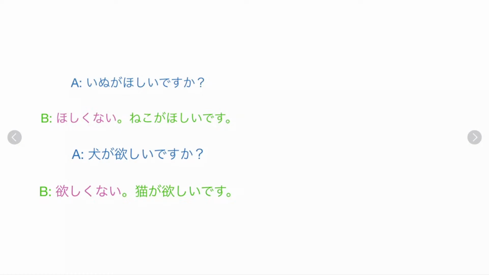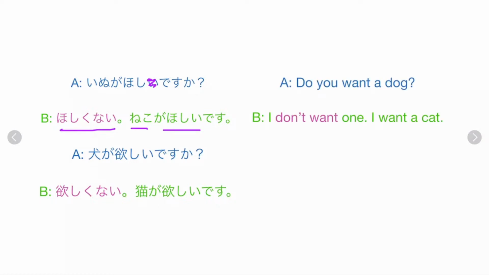So let's use hoshii in this example sentence. Inu ga hoshii desu ka? Do you want a dog? Hoshikunai. So you drop one of the e's, right? It's hoshii. So this e goes away. Hoshikunai. Neko ga hoshii desu. I don't want a dog. I would want a cat. All right? So inu ga hoshii desu ka? Hoshikunai. Neko ga hoshii desu.